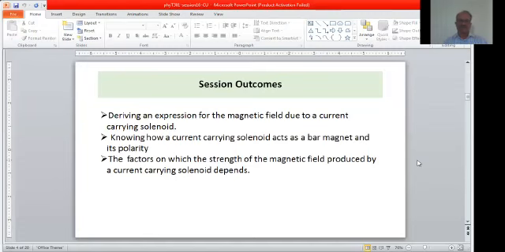And at the end of this session, we are going to derive the expression for the magnetic field due to a current carrying solenoid, and know how a current carrying solenoid acts as a bar magnet, and how its polarity will be. That also we are going to see, and the factors on which the strength of the magnetic field produced by the current carrying solenoid depends, that also we are going to see.